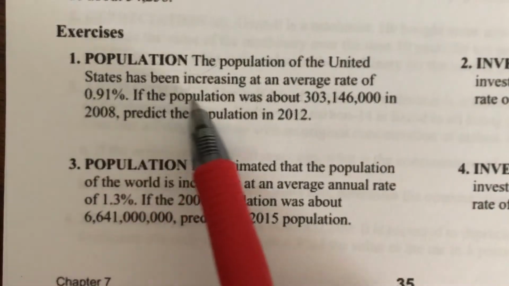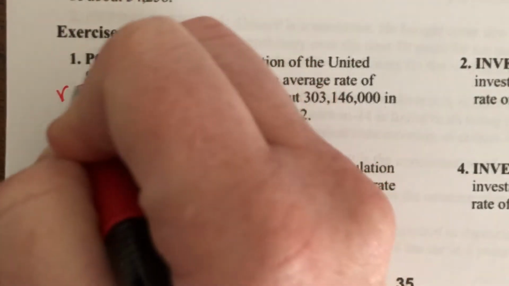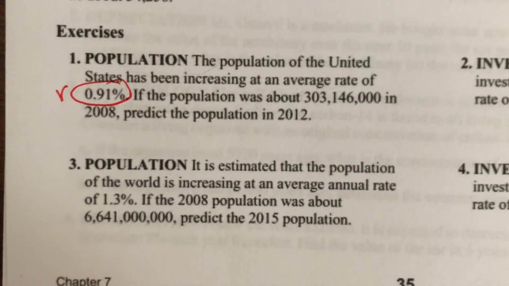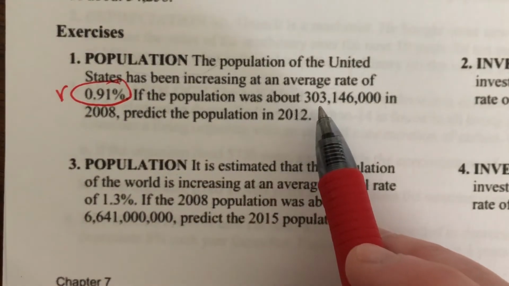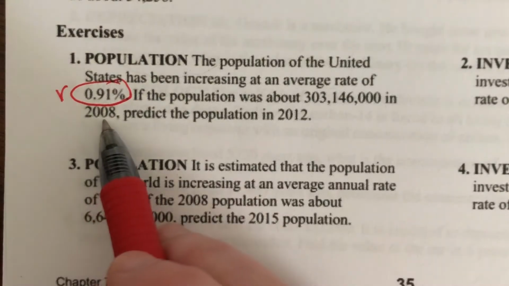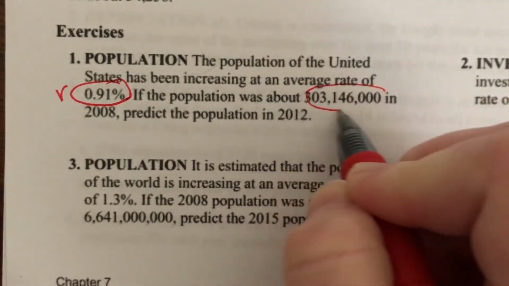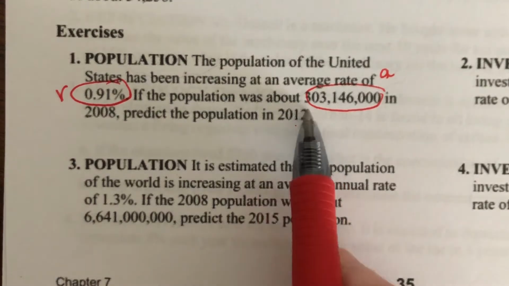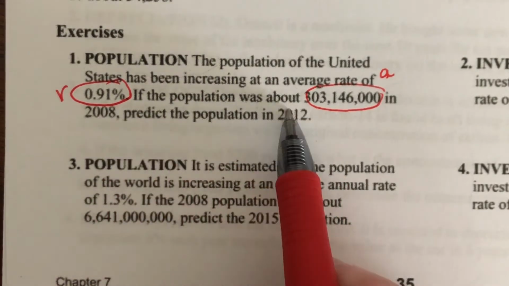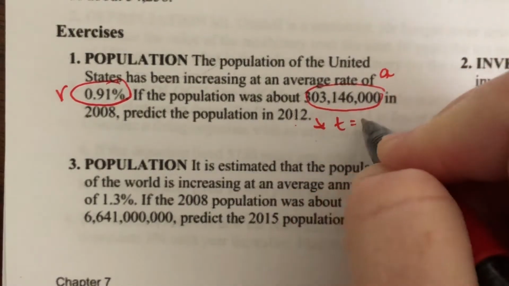The population of the United States has been increasing at an average rate of 0.91%. So that's R. 0.91% is really 0.0091. If the population was 303,146,000 in 2008, predict the population in 2012. So this was our initial amount, this is A. And then T, the time, 2012 minus 2008, that's 4 years that have gone by since the starting point. So T equals 4.